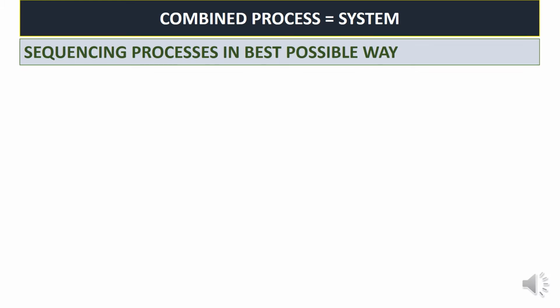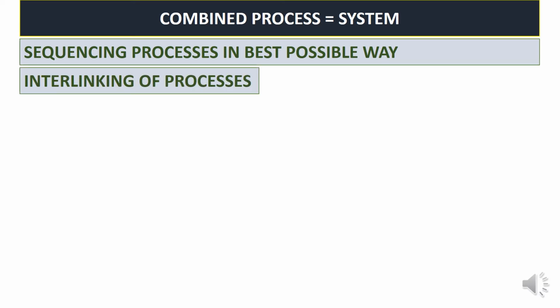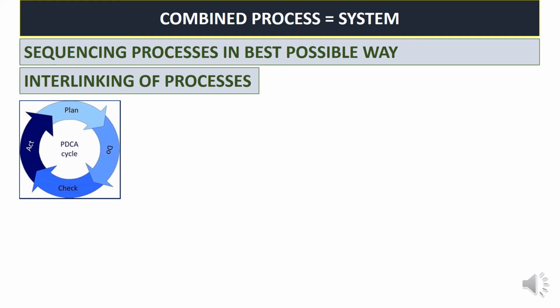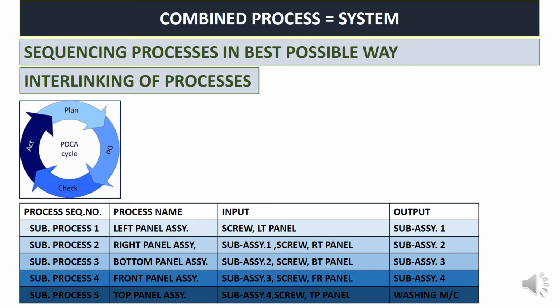So we will take a small example of washing machine manufacturing process where we will see how the sequencing and interlink of the process with the help of process approach is done. Let us say there are 5 sub processes, by number, sub process number 1, 2, 3, 4, 5, and respectively the names are left panel assembly, right panel assembly, bottom panel assembly, front panel assembly, top panel assembly.